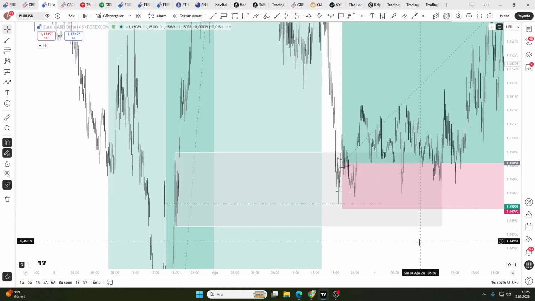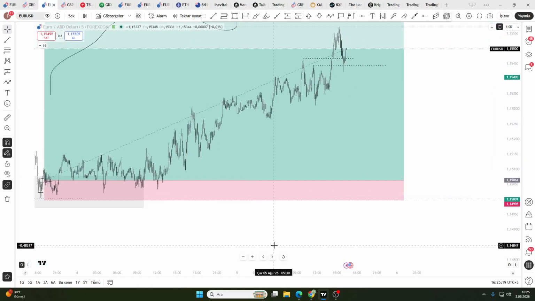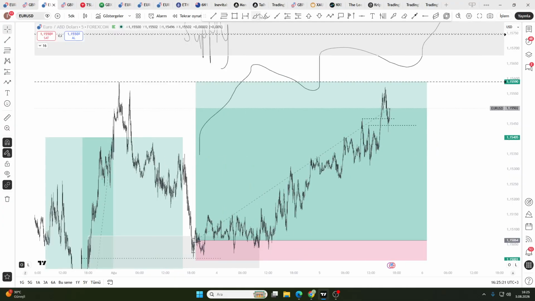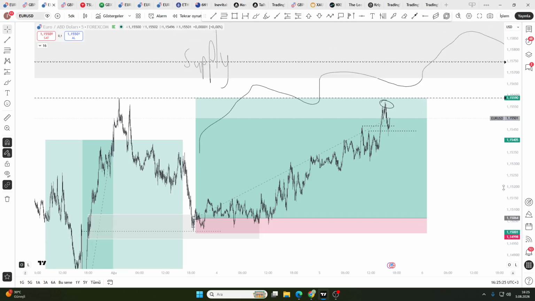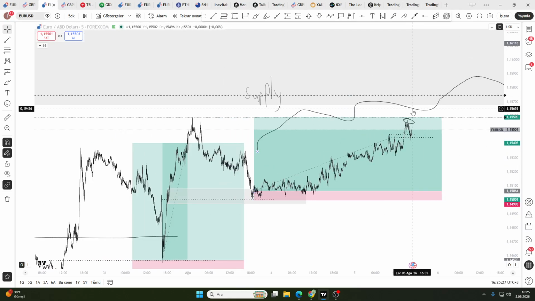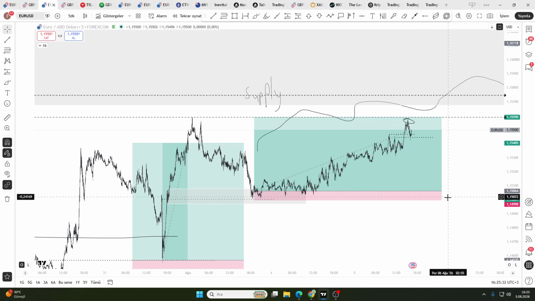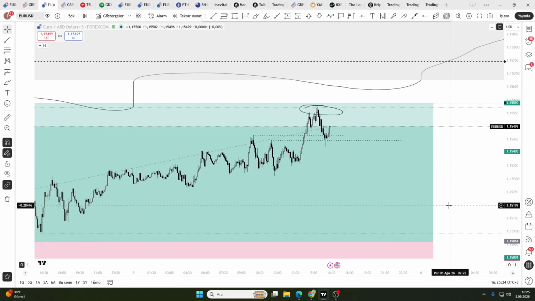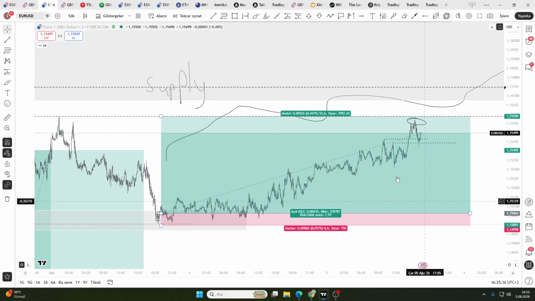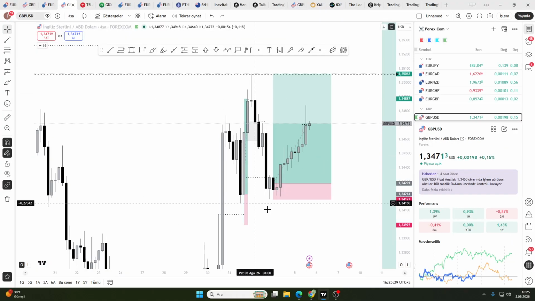And then we have continued the position after this point. Actually you can hold the position to this point, but I got TP here. That's why I took this position on euro dollar. So let's look at GBP.